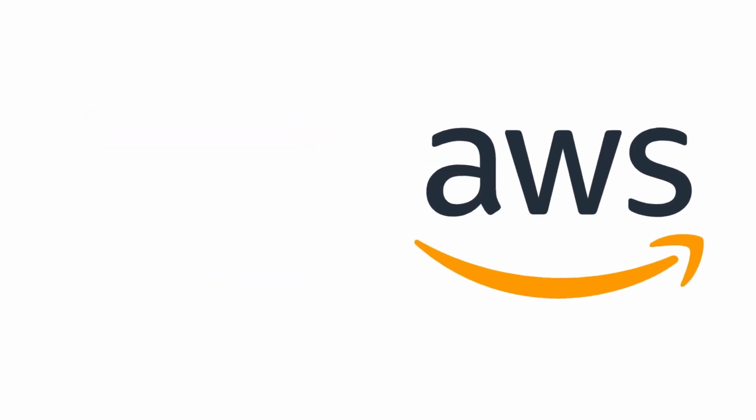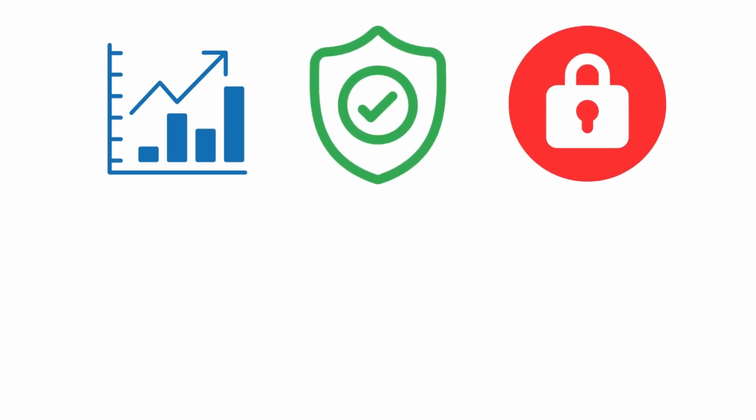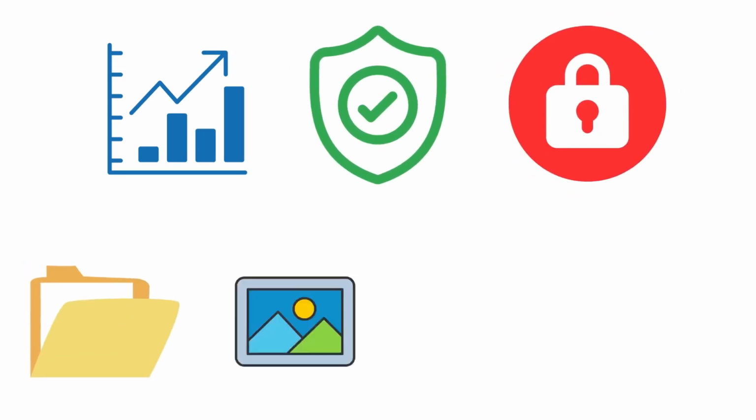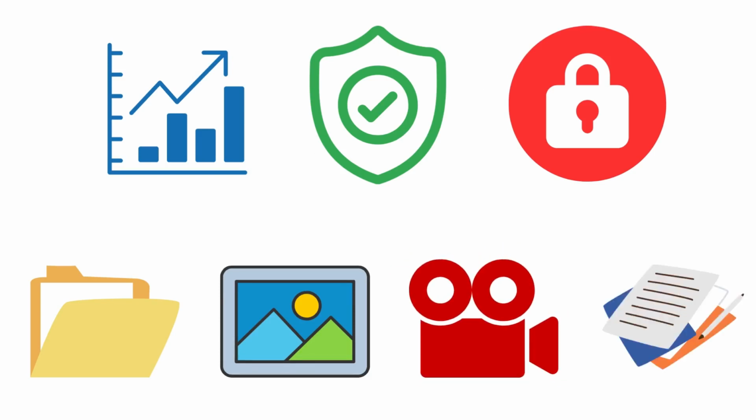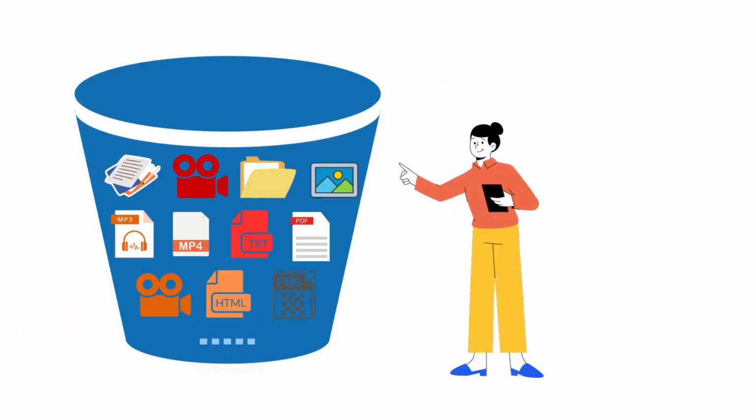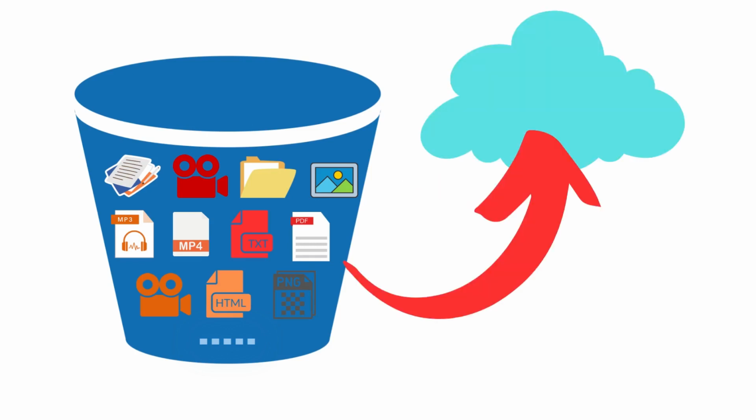Today we are going to explore S3 Bucket and some of its features, so let's get started. Amazon S3, Simple Storage Service, is an object storage service offered by Amazon Web Services. It provides highly scalable, secure, and durable cloud storage for any type of data, such as files, images, videos, and documents. With S3, you can store and retrieve any amount of data from anywhere on the web. It offers a simple web-based interface that can be used to upload, manage, and organize your data in the cloud.